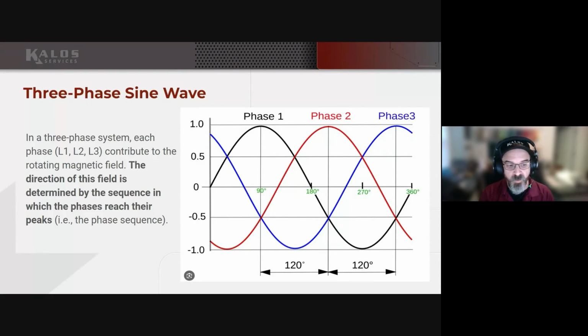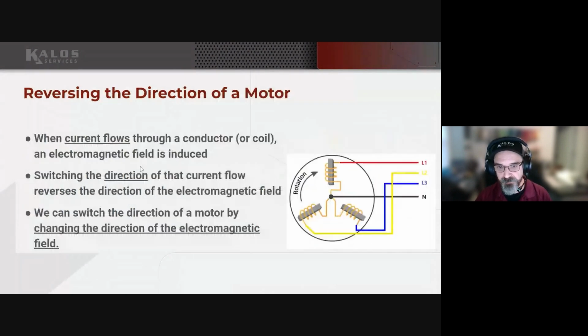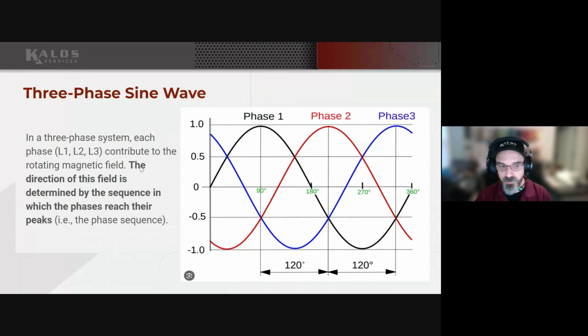So if that motor has leads, we'll call them T1, T2, and T3. If we wire T1 to line 1, T2 to line 2, and T3 to line 3, what we should expect to see is what we call a clockwise rotation. And then if we reverse that, we should expect a counterclockwise rotation. We're going to actually get into that a little bit more on a future slide.